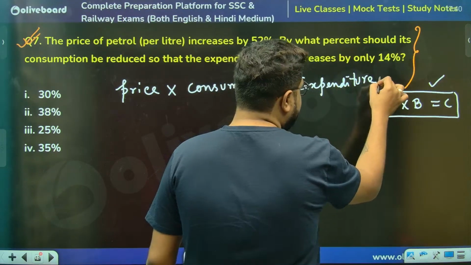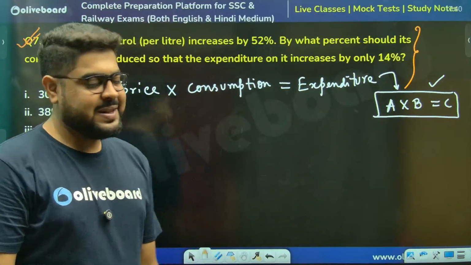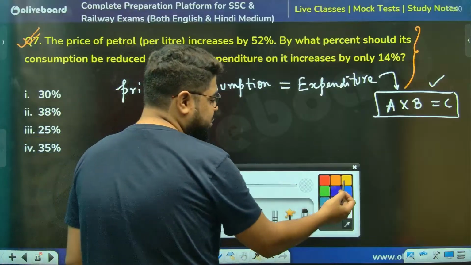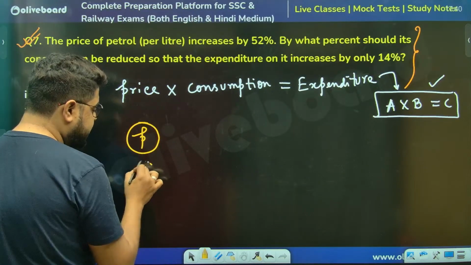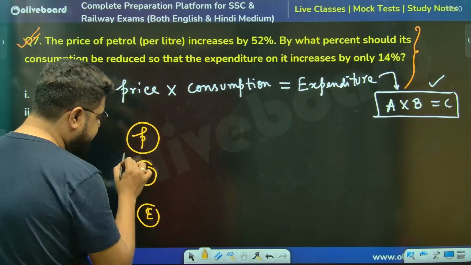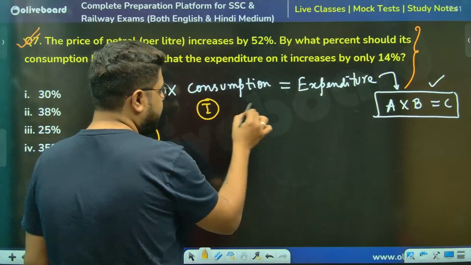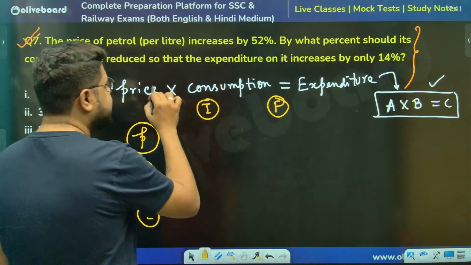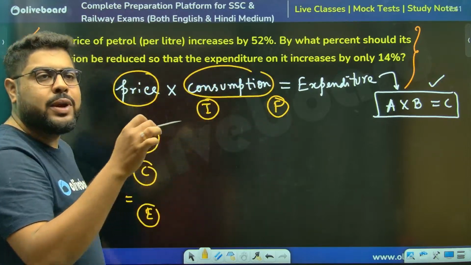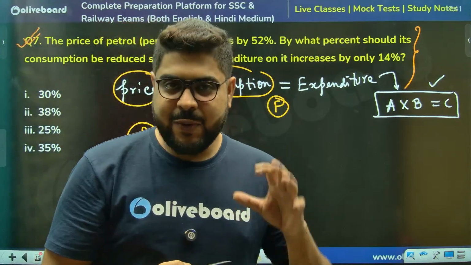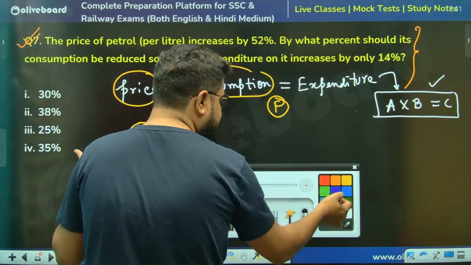Can you see the similarity? A into B is equal to C. Use this logic, compound ratio logic. Price into consumption will give me expenditure. Initial there is something, final there is something. So ultimately this is a ratio. If I take this ratio into this ratio, we are talking about compound ratio. So let's take compound ratio.